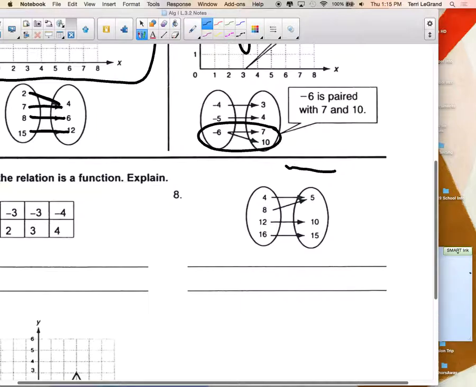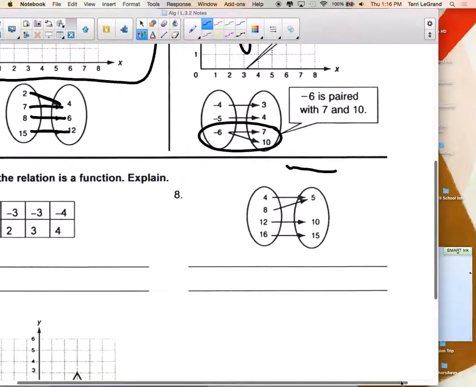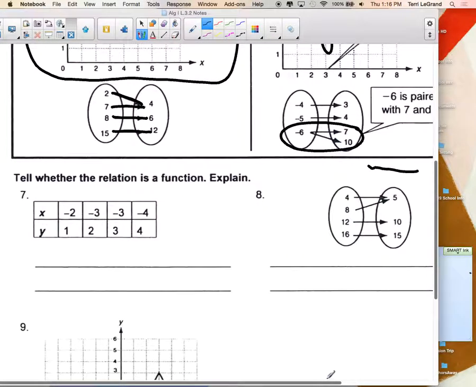So all functions are relations. They come from the relation family. But not all relations are functions. We just saw 3 of them that are not. So all relations have to be tested to see if they're a function. They have to pass the function vocabulary test.